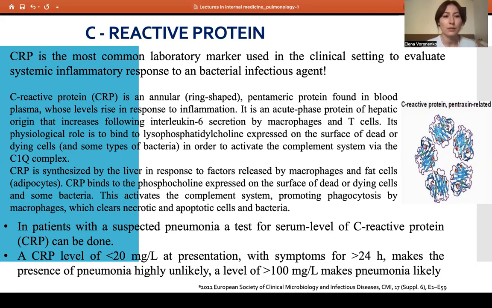Its physiological role is to bind to lysophosphatidylcholine expressed on the surface of dead or dying cells in order to activate the complement system via the C1q complex.